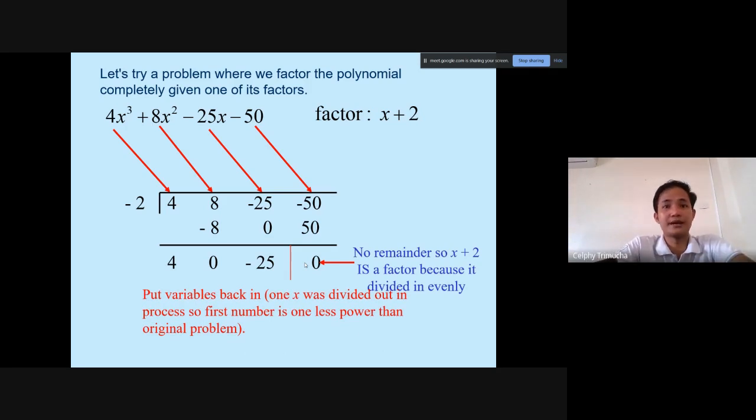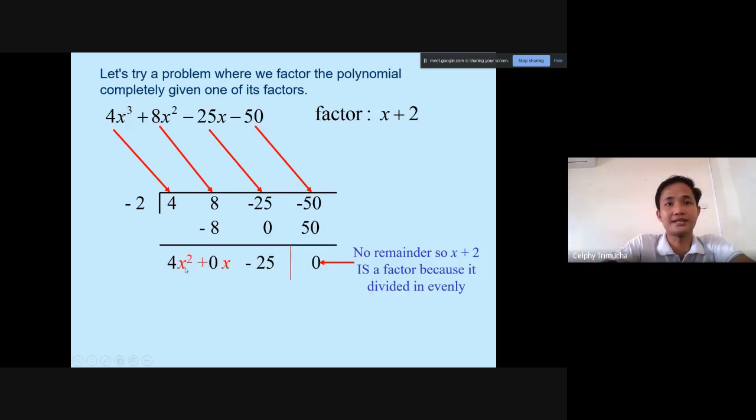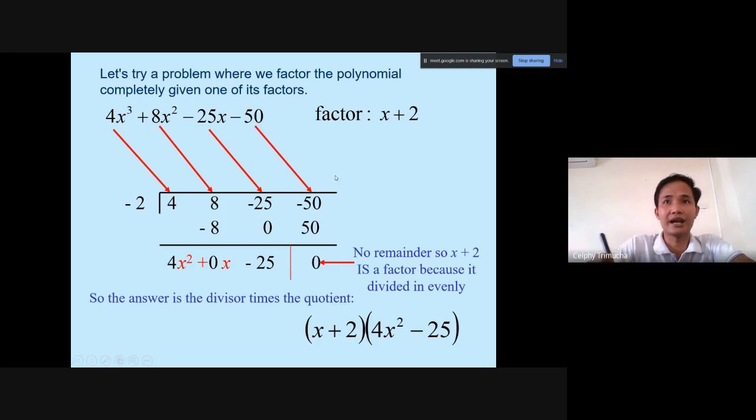Put variables back in. 1x was divided out in the process. So the first number is 1 less than the original number. So for what we did, in this x cubed, we start with x squared. So we have 4x squared plus 0x minus 25. And our divisor will be x plus 2. So our first factor is x plus 2 and we have 4x squared minus 25.